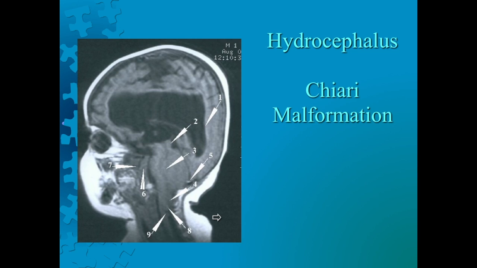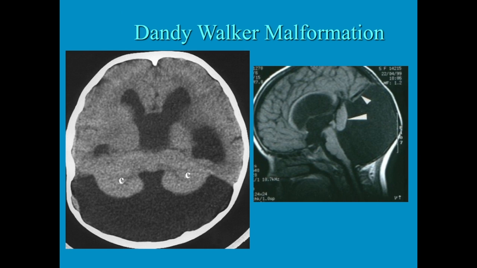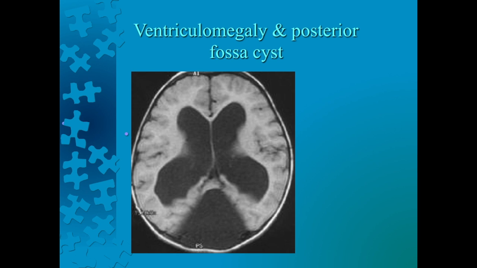And here you can see the Chiari malformation where everything is herniated downward. And this is an example of the Dandy-Walker malformation, and you can see a lot of fluid that is accumulated posteriorly as well as in the ventricles. And this is an example of not only enlarged ventricles, but there happens to be a cyst that has formed.